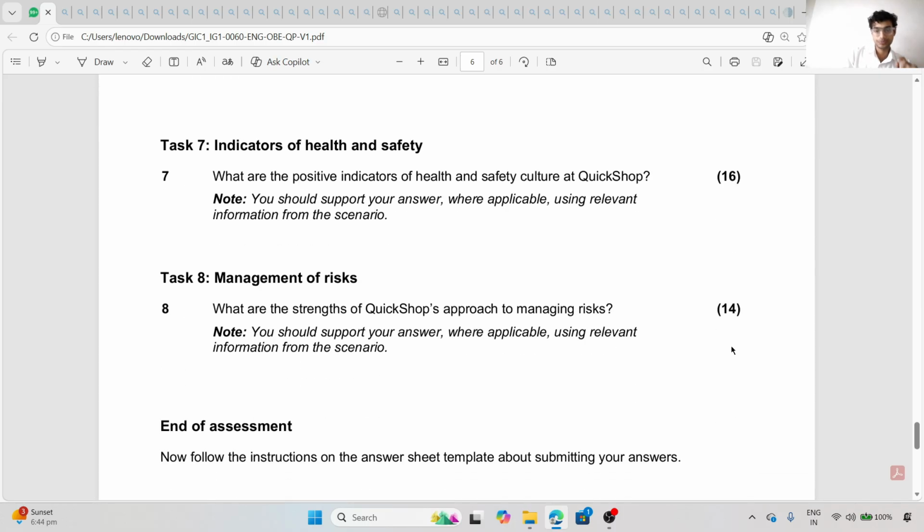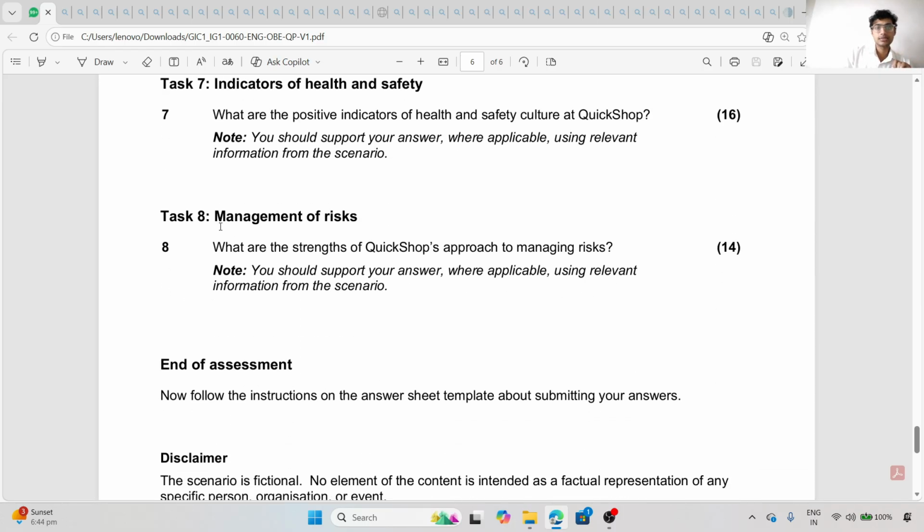The last is task 8, management of risk. What are the strengths of Quick Shop's approach to managing risk? In the way they are controlling or managing the risk, what strengths can be seen in their approach to managing risk at Quick Shop? As per the scenario, you should find that and write it.